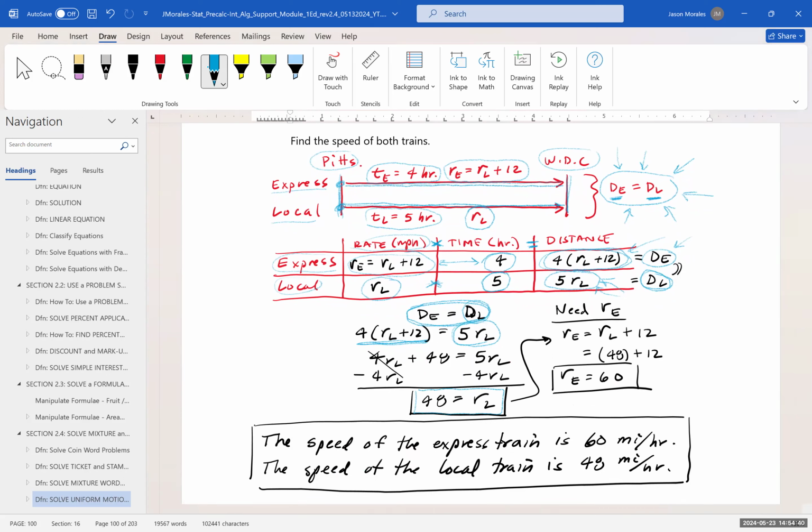And now that we know the rate of the local train, we can use that to find the rate of the express train. And so we know that the rate of the express train is equal to the rate of the local train plus 12. That was figured out earlier in the given. So we can substitute 48 in for the rate of the local train and add 12, and we get the rate of the express train was 60. So the speed of the express train is 60 miles per hour, and the speed of the local train is 48 miles an hour. Let me know if you have any questions.